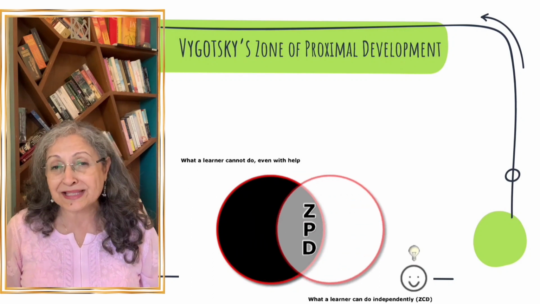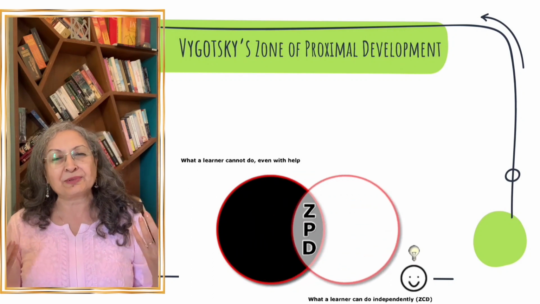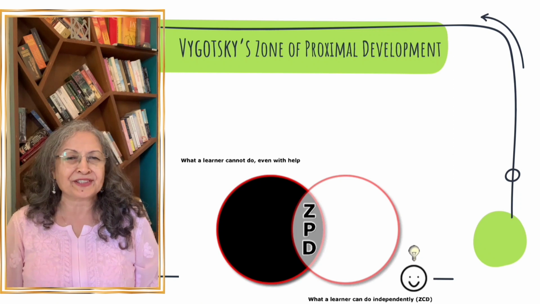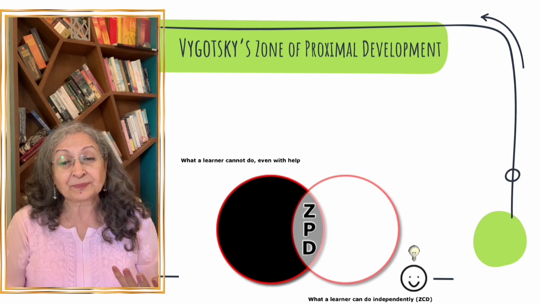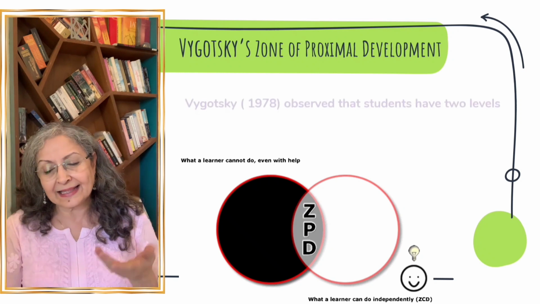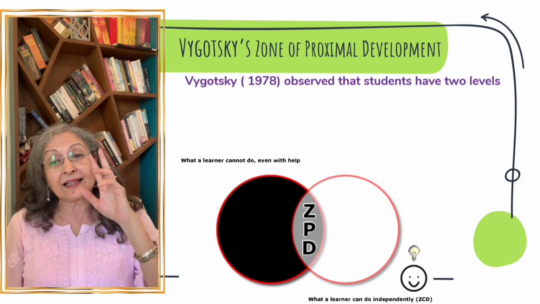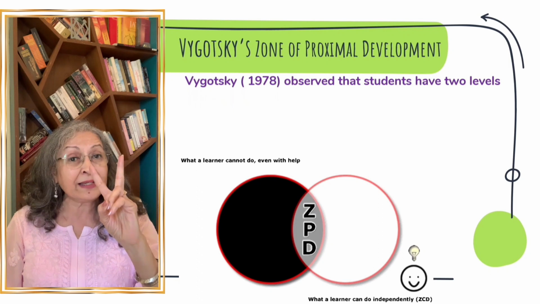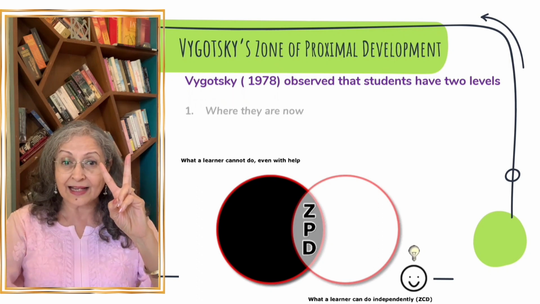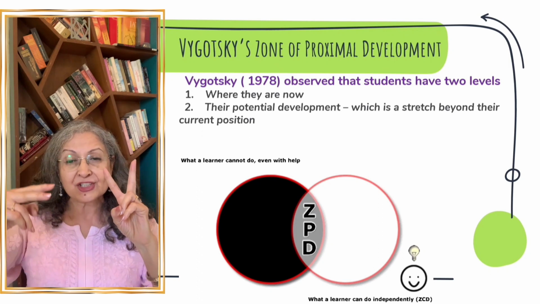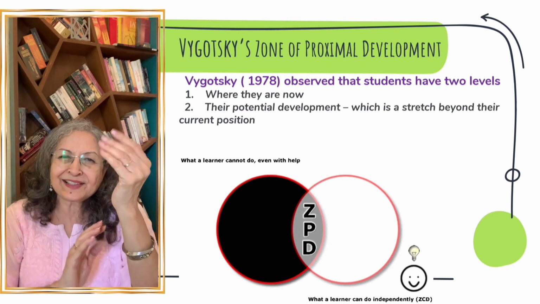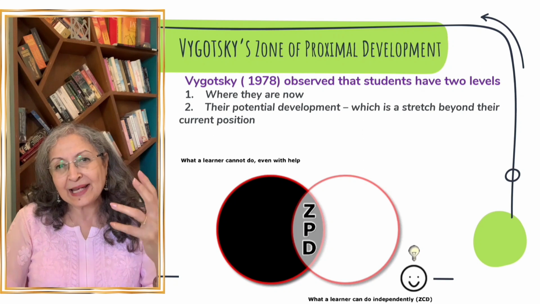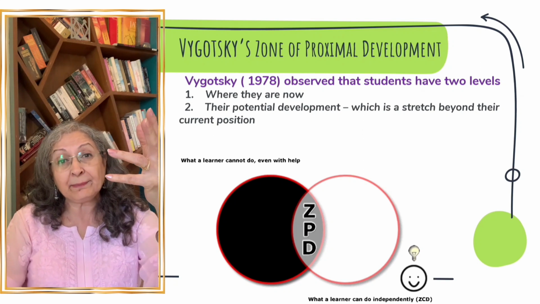Let's begin with Vygotsky's zone of proximal development, and we might recall some of it. We've all prepared to become teachers, those of us who have been teachers or are still practicing teachers. So what is Vygotsky saying? Sometime in the late 70s, he observed that there are two levels of learning. One, where the learners are right now, and two, what their potential development can be. It's just a stretch beyond their current position, but it can be reached. That's the beauty. It can be reached.